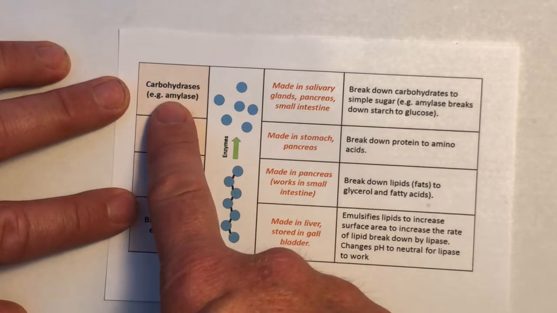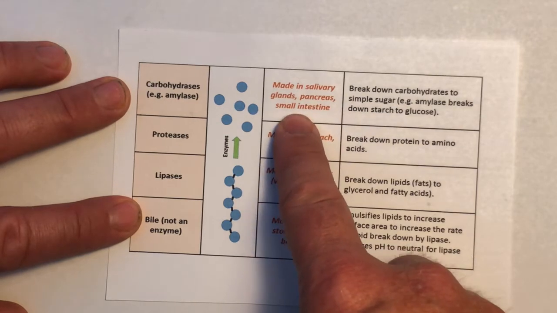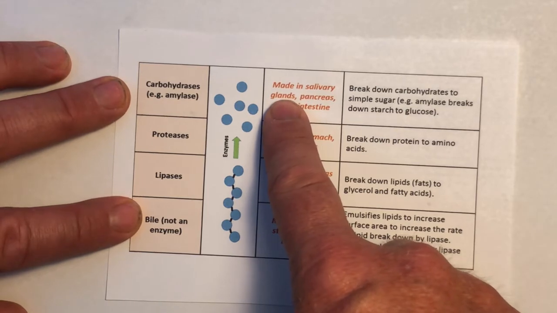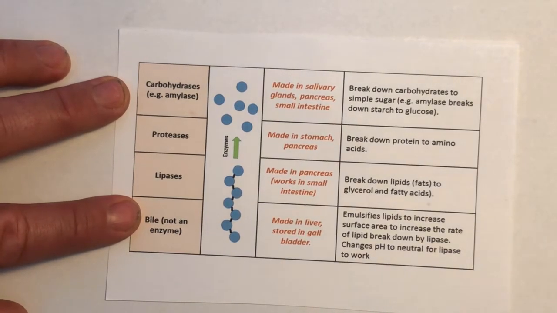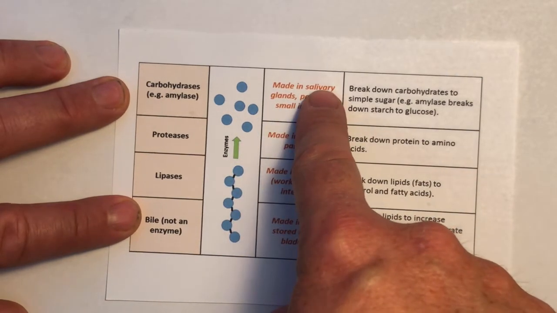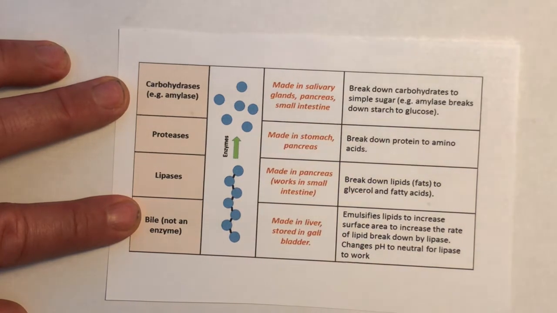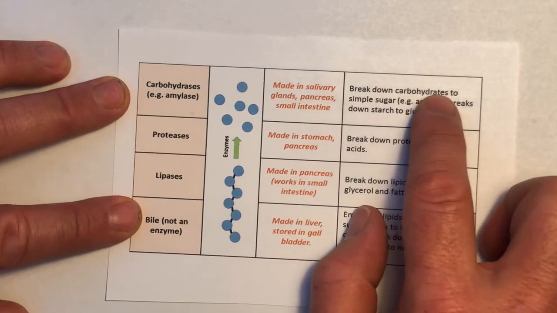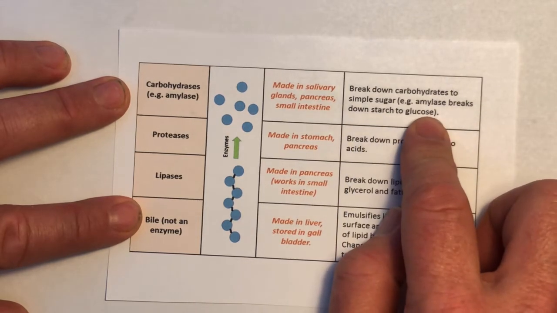So, carbohydrases, for carbohydrates like your sugars, are made in the salivary glands, the pancreas and the small intestine. The most common one that people hear about, from the salivary glands, is salivary amylase. So when you eat a piece of bread, a good little experiment is to get a piece of bread in your mouth and chew on it and chew on it. The salivary amylase breaks down the carbohydrates into glucose and the bread eventually gets quite sweet. The carbohydrases break down the carbohydrates to simple sugars, e.g., amylase breaks down starch to glucose.